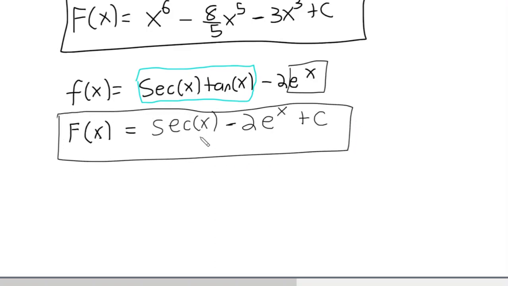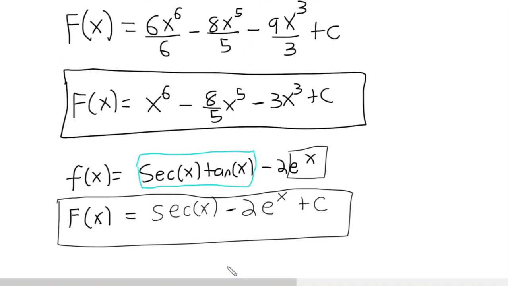Secant x minus 2e to the x plus c. So you can already see this is really easy. There's not many formulas to memorize. It just requires a little bit of reverse thinking, that's all. So now let's try another example.